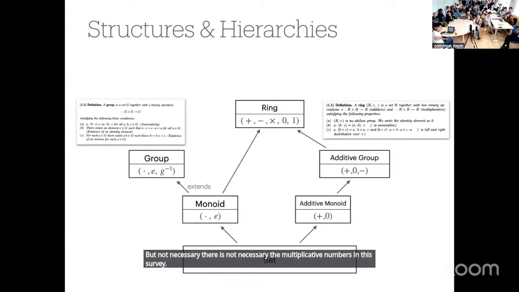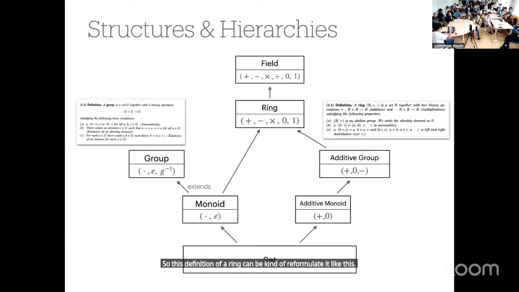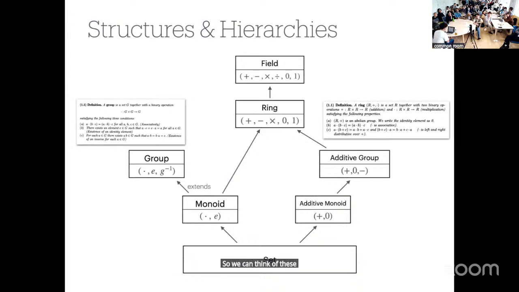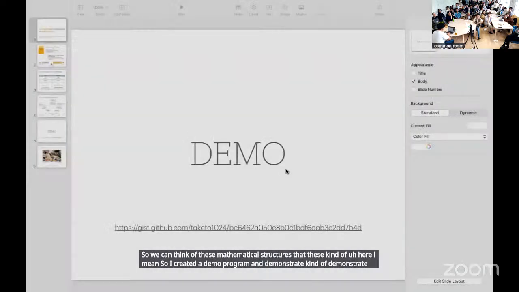This definition of a ring can be reformulated like this. And above this ring, we have the field, where we can invert all non-zero elements. So we can think of these mathematical structures as this kind of hierarchy. I created a demo program to demonstrate this hierarchy of structures.